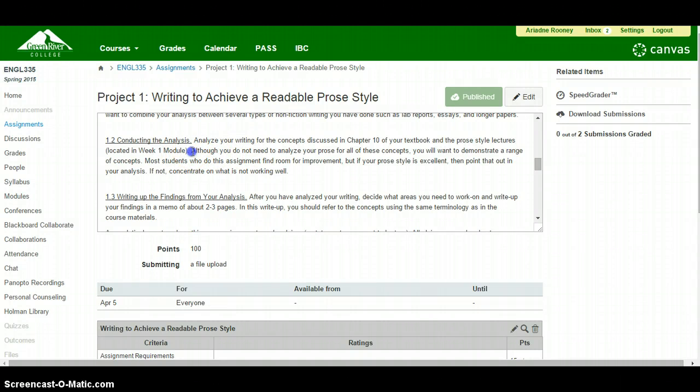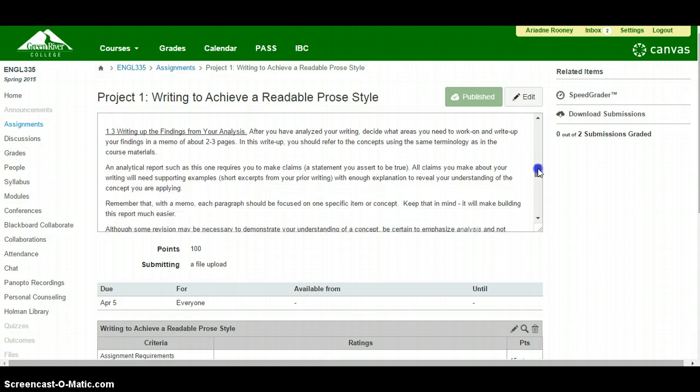I went off script here. Although you do not need to analyze your prose for all of these concepts, you will want to demonstrate a range of concepts. Most students select between 3 and 5 specific concepts as they're building this memo, and that gets them to that 2 to 3 page length without any excess fluff. So 3 to 5 concepts is what you want to work with. Most students who do this assignment find room for improvement, but if your prose style is excellent, then point that out in your analysis. If not, concentrate on what is not working well.